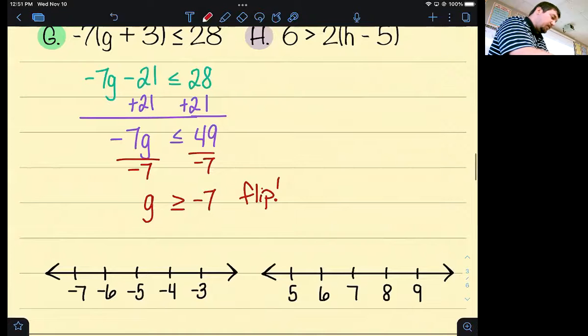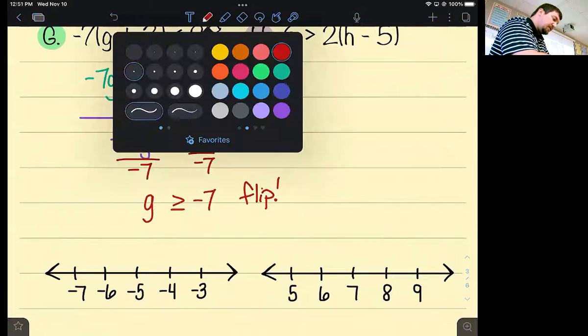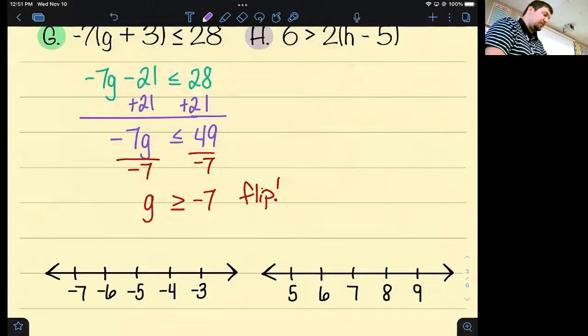Open or closed circle? It's going to be closed. And am I going to shade to the right or left? Right, because G is bigger. Yep, so close that circle and shade to the right.